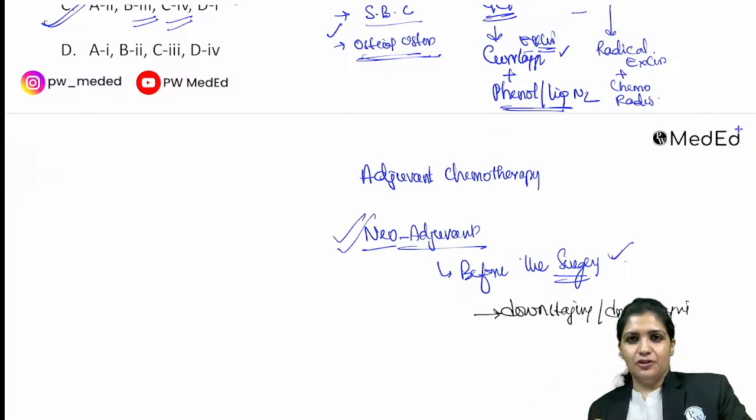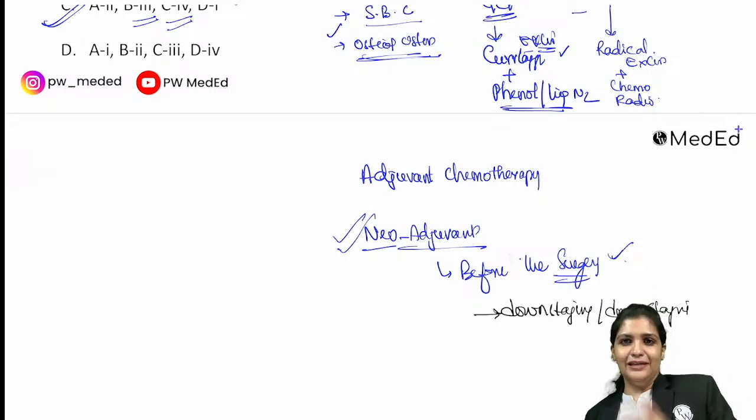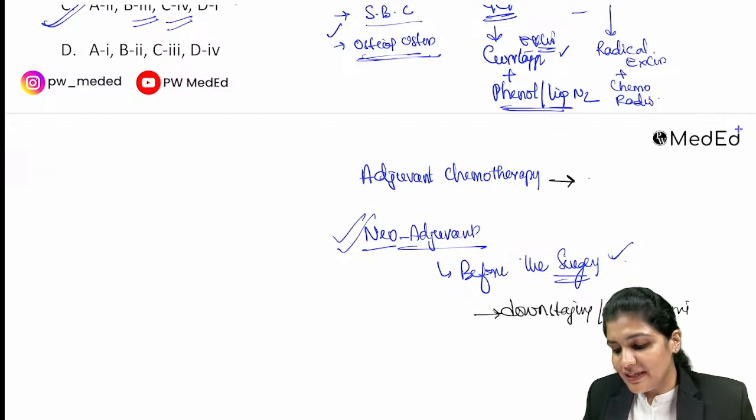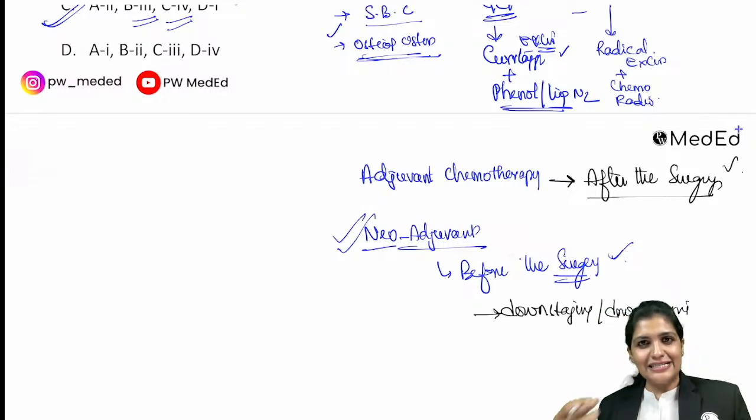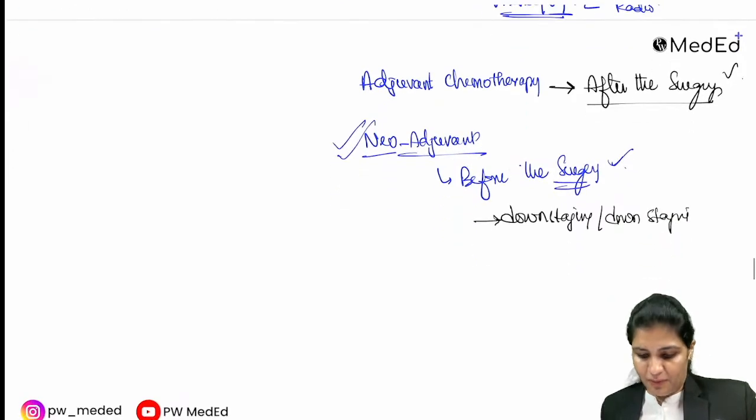So when you debulk the tumor, the loss of bone to the patient is less, right? Hence neoadjuvant plays an important role, and adjuvant is given after the surgery. If there is a metastasis, or if there are positive margins, then you go for adjuvant chemotherapy. So that is about the treatment of the tumors.